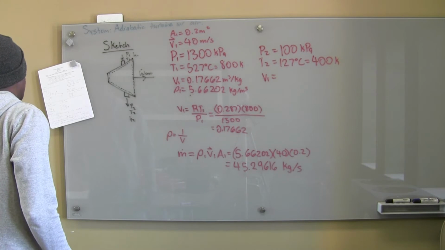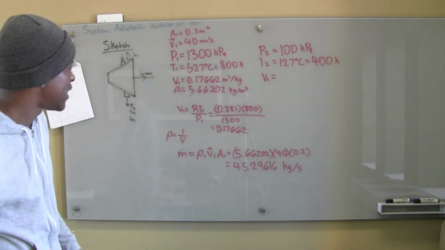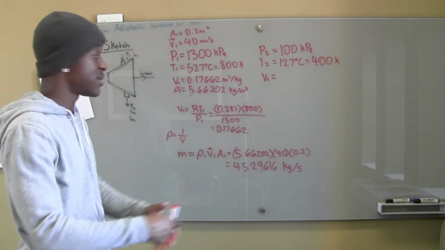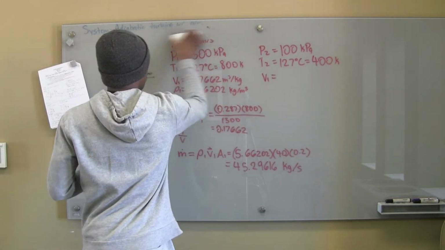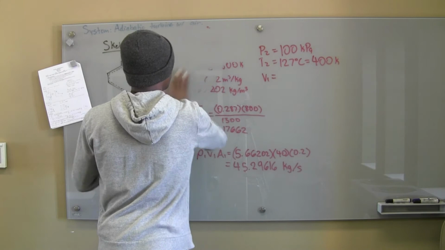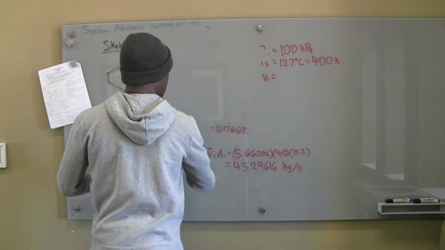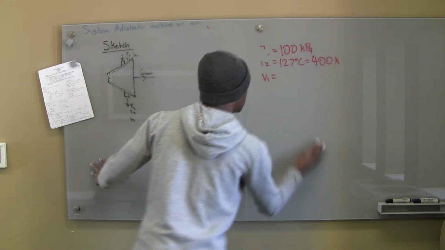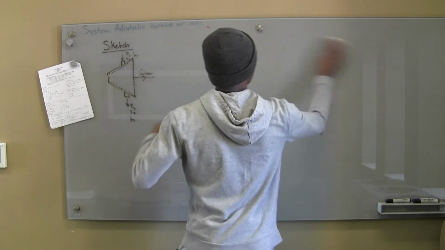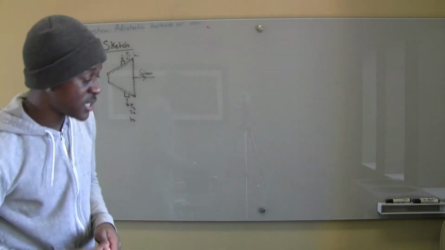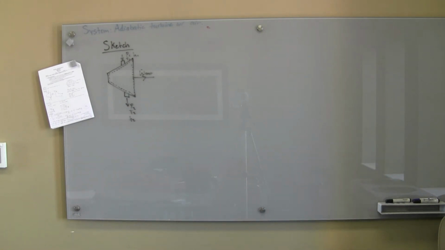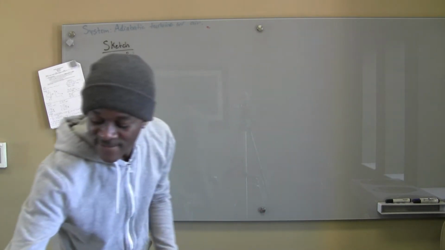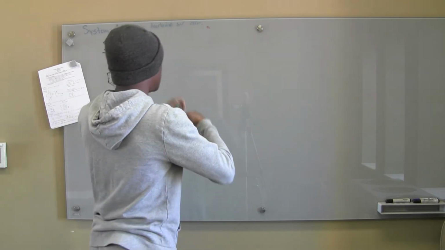The second part is now asking us for the power produced by the turbine. Now we're dealing with an open system here, right? For an open system, we have our first law for open systems. Let me try and get a marker. I dropped my marker. Okay, so I can write out the equation.